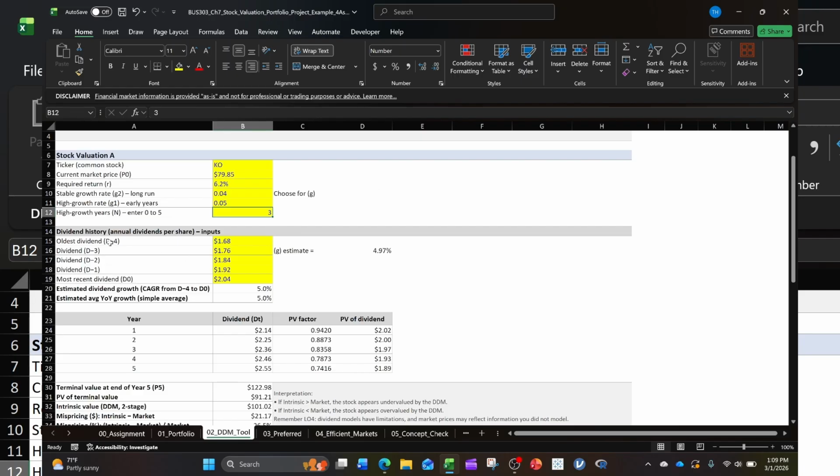Then we have the dividend history, and this goes from D4 to D0. So this would be from the oldest to the newest. Since it's Coca-Cola, this is their annual dividend each year. So you're looking at, this may be 2025. That means this would be 2024, 23, 22, and 21.